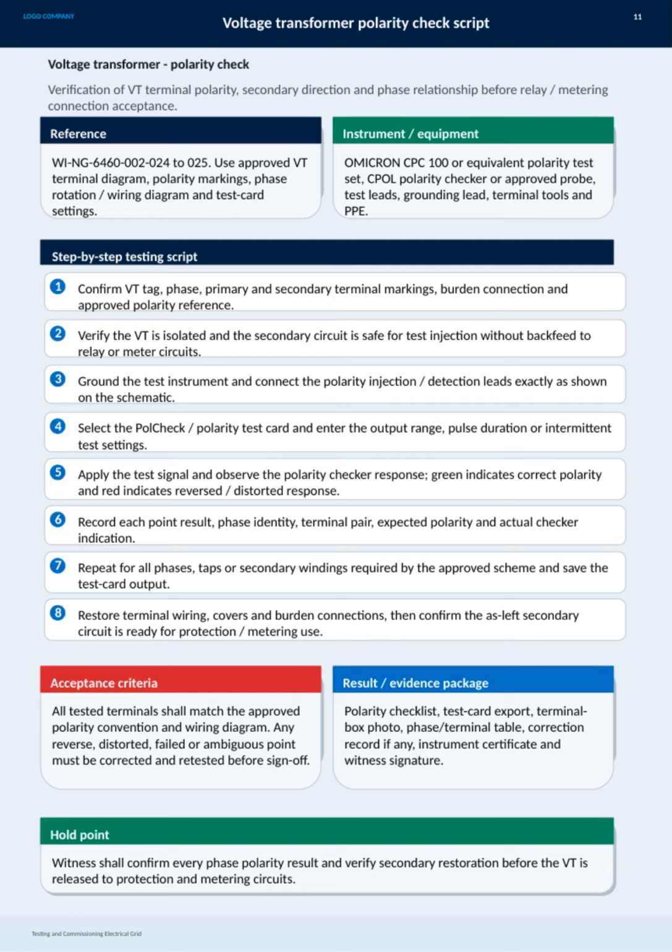The acceptance criteria are that all terminals must match the approved polarity conventions. Any issues must be corrected and retested before final sign-off. For documentation, we compile a comprehensive evidence package including the polarity checklist, test card exports, terminal photos, phase tables, any corrections, instrument certificates, and witness signatures. Finally, a hold point requires a witness to confirm every phase's polarity results and verify the secondary restoration before the VT is released for use in protection and metering circuits. This meticulous process ensures accuracy and reliability in our electrical grid commissioning.